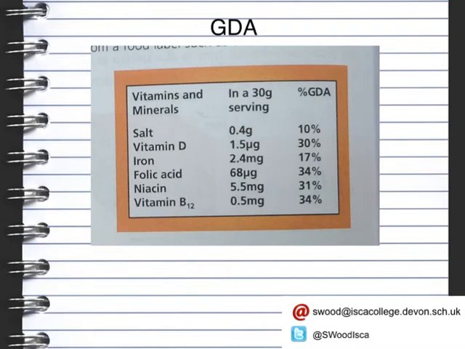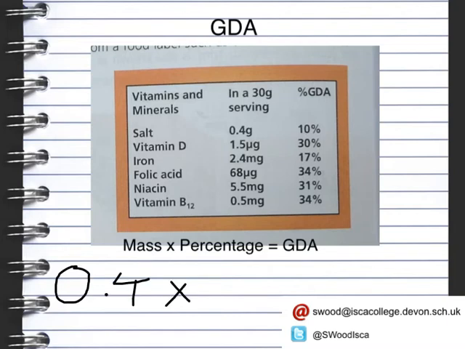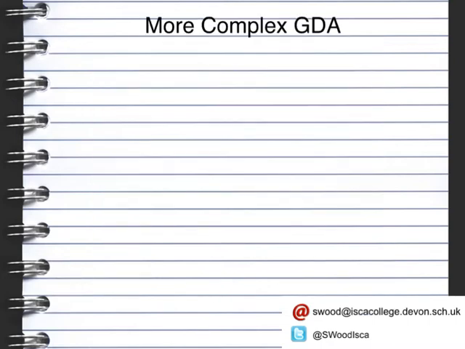Now what we can do is we can work out what our daily allowance is, and we can do this by multiplying the mass by the percentage. If the mass here is 0.4, so we do 0.4 multiplied by 10%, and that's going to equal 4 grams is your daily allowance. Now food labels can be quite misleading.